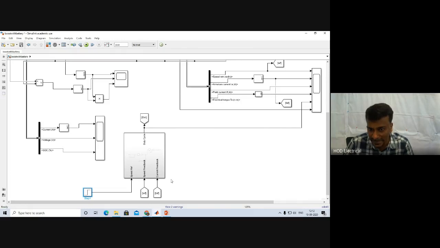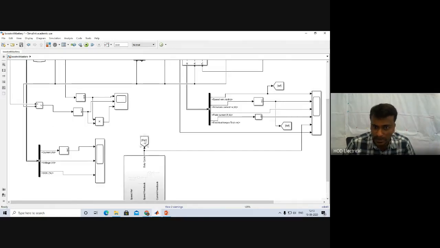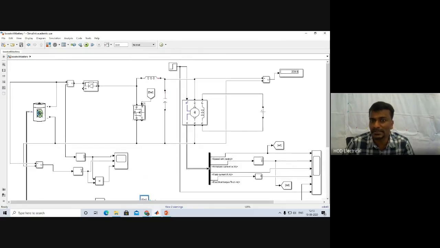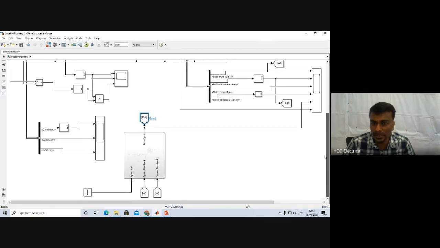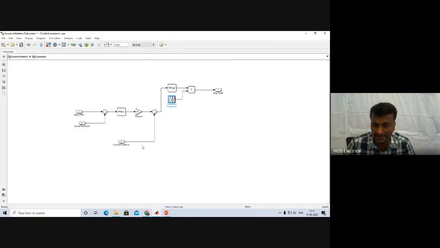I have chosen the subsystem. In the subsystem, speed is the input, speed feedback is another input, and current feedback is another input. Then the output is the duty cycle delta. The duty cycle is connected to the gate of the MOSFET. So let me go inside this entire setup.